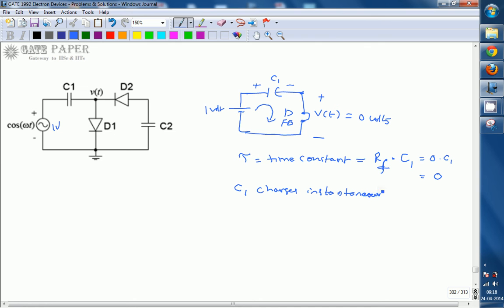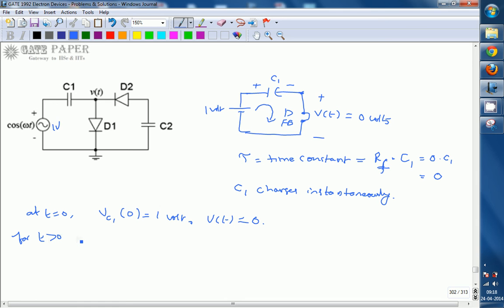Instantaneously. That is the meaning of time constant 0. So that implies nothing but at t is equal to 0 itself, voltage across capacitor C1 will become 1 volt, and V of t at that instant is going to be 0 volts. This is what we are getting. And now we are going with t greater than 0.